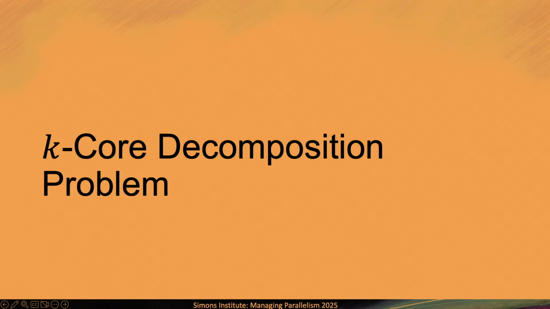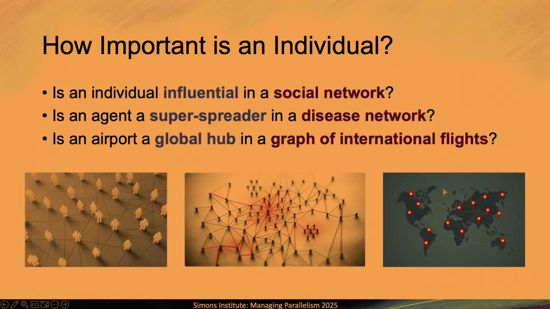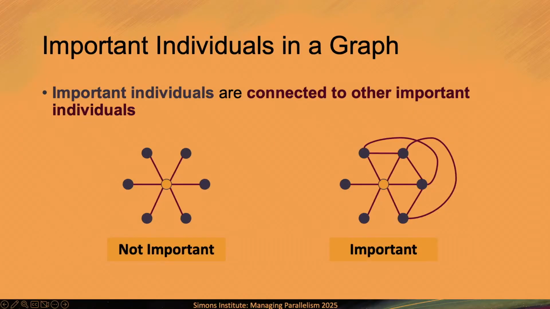Okay, so let me first quickly talk about the k-core decomposition problem. The k-core decomposition problem is a very well-motivated problem that talks about how important an individual is in your network. For example, important individuals are influencers in a social network, super spreaders in a disease network, or global hubs in a graph of international flights. Important individuals are generally connected to other important individuals.